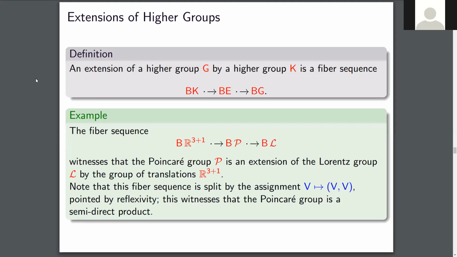All right. When you say split, do you mean that there's a pointed section going from BG to BE? Yes, exactly. There's a pointed section going back, and it's pointed as it's a section as a pointed map. And so that is the way of saying that the section is group theoretic, is a homomorphism. Are there any questions about this?